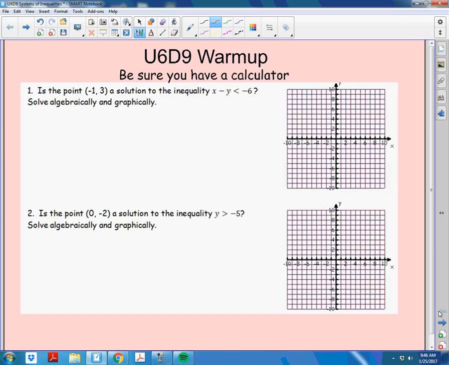So let's go. Is the point (-1, 3) a solution to the inequality x minus y is less than -6? Kaylee, how did you solve it first? Okay, slope-intercept form. So we subtract x from both sides. We end up with -y is less than -x minus 6. And then you're going to divide everything by -1, and when that happens, you have to remember to flip it, which gives you y is greater than x plus 6. And then once you have y equals x plus 6, the y-intercept is 6.